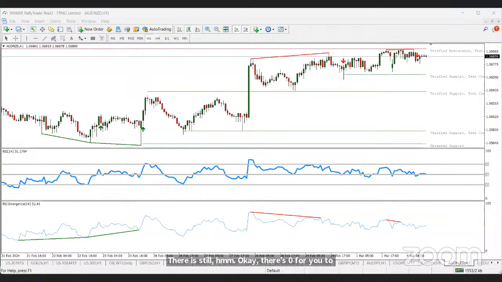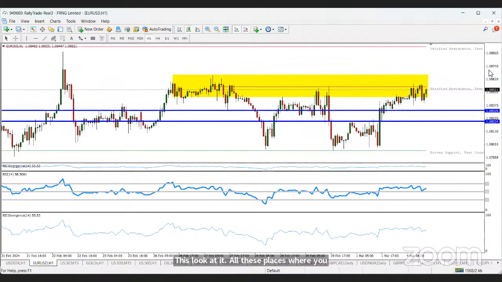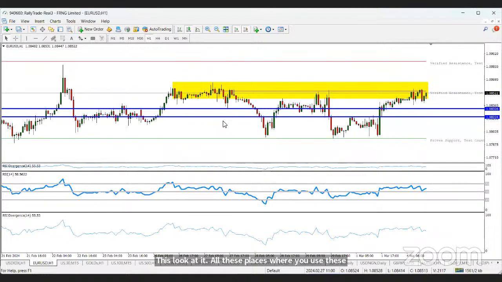Even the Euro USD one was showing me we still have it at that resistance point here. Look at it. All these places where Euro USD is, this is a place where it has been rejected in the past. Even when it came up to this place, it was still rejected and it fell very well. So this is a strong resistance for you to look out for a sell from. You understand? So it's a good place to look out for a sell.